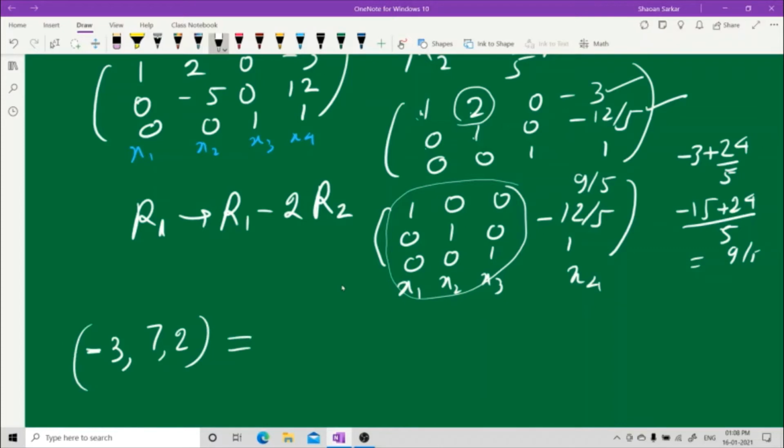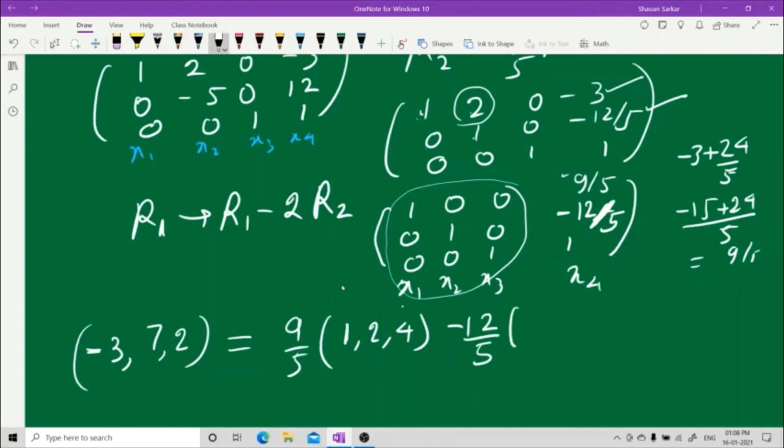This can be written as, see, this 9 by 5 will come here, and this corresponds to the first vector. What was the first vector? 1, 2, 4. Next, then you have minus 12 by 5. Sorry, I made a mistake here. It's minus 12 by 5. Then you have your which vector? It is your 2, minus 1, 3. And the last one is plus 1 here.